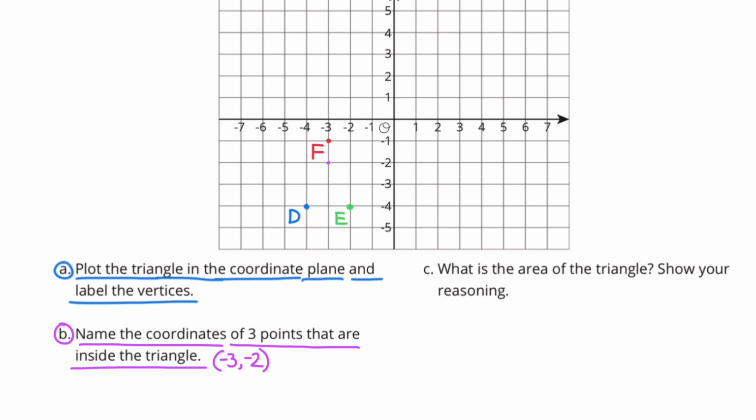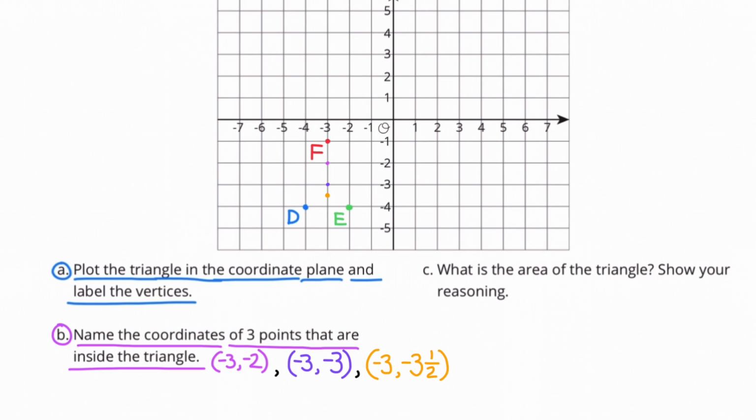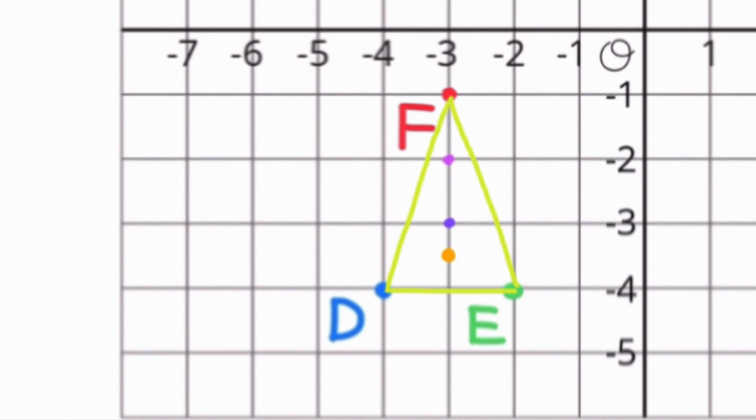B. Name the coordinates of 3 points that are inside the triangle. One point that would be inside the triangle would be located at (-3, -2). Another point that would be located inside the triangle is (-3, -3). And a third point that would be located inside the triangle is located at (-3, -3.5). Here's a look at the triangle that we plotted and a look at the 3 locations that were plotted inside the triangle.